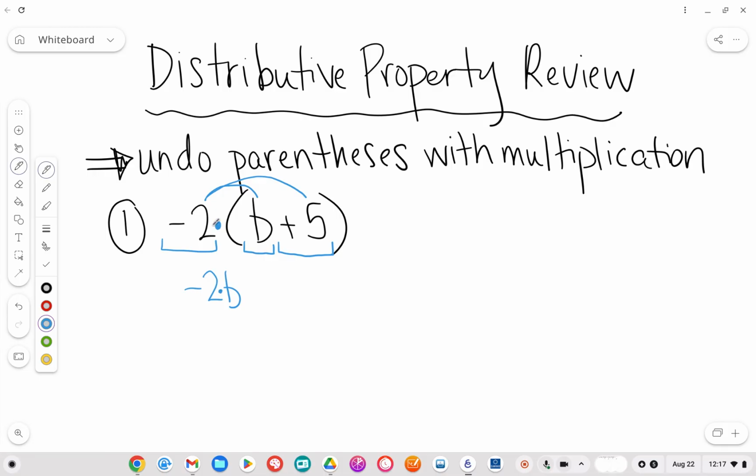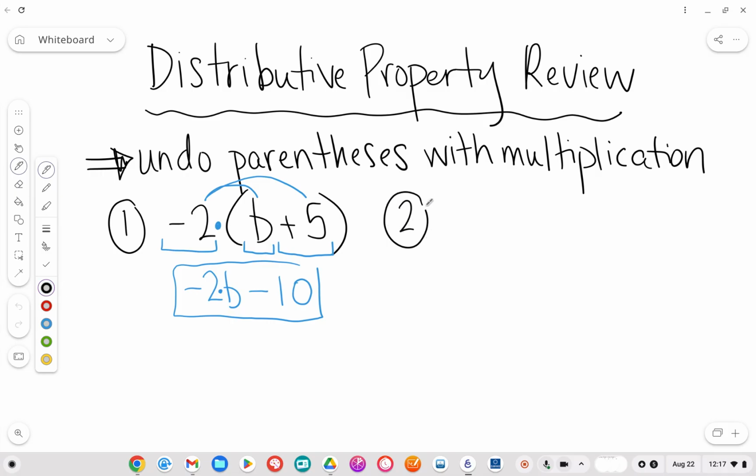Then we have to do -2 times the second term, which is a positive 5. So a negative times a positive gives me a -10. All right? And this is completely simplified because this term has a variable in it. This term does not have a b, so we cannot combine apples and oranges, and we are done. All right? So let's work number 2.